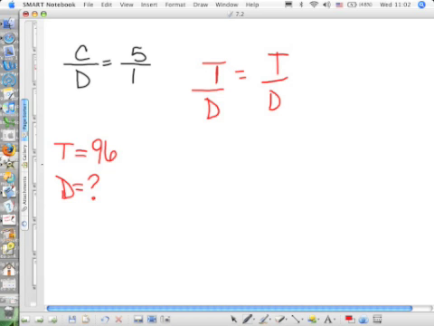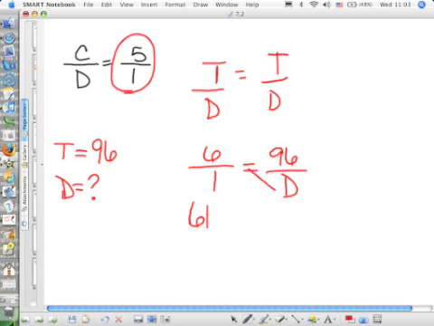Well, coming back to this original thing, out of 6 total animals, 1 is a dog. Out of 96 total animals, we want to know how many are dogs. And so now you have a proportion that's set up correctly. Cross multiplying, 6 times D is equal to 1 times 96, and you divide both sides by 6. So you have 16 dogs.